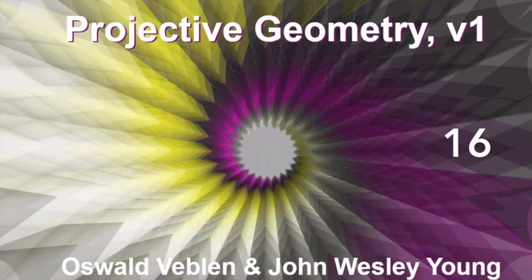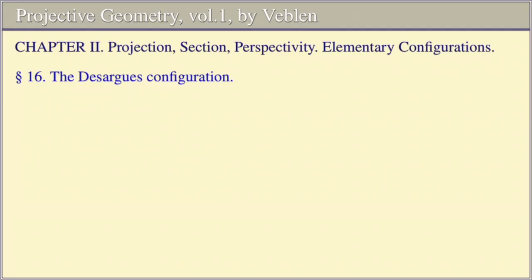Projective Geometry, Volume 1, by Oswald Veblen and John Wesley Young. Chapter 2, Projection Section Perspectivity, Elementary Configurations. Section 16, the Desargues configuration.